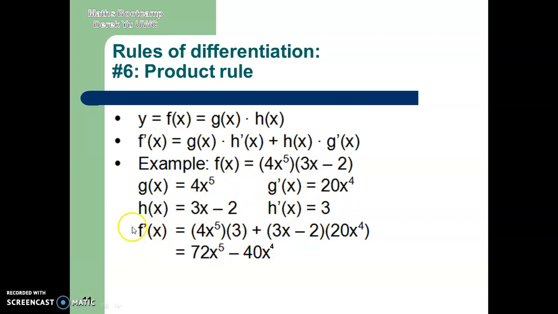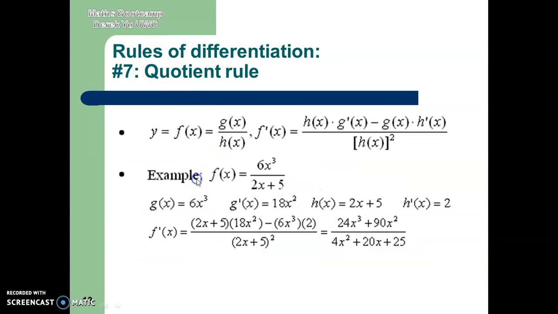And now we can find out the first order derivative of f(x), which is g(x) times first order derivative of h(x), which is 3 here, plus h(x), 3x minus 2, times first order derivative of g(x), which is, sorry, 20 times x to the power of 4. Then you do a bit of expansion, simplification, and then this is the answer, first order derivative. Okay, I can skip the next example.